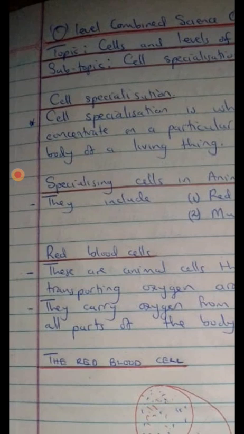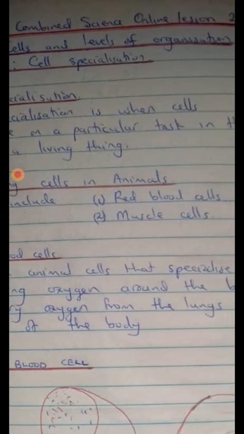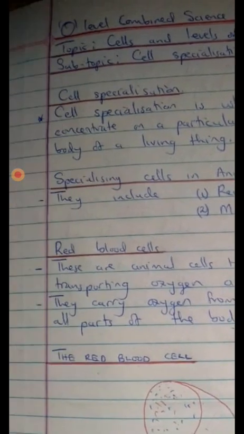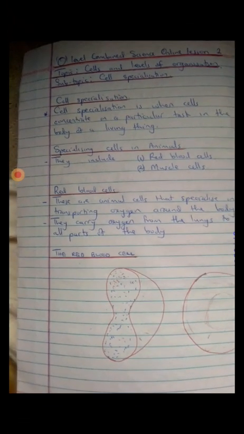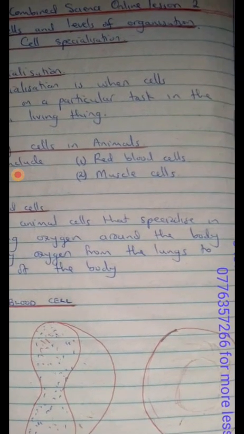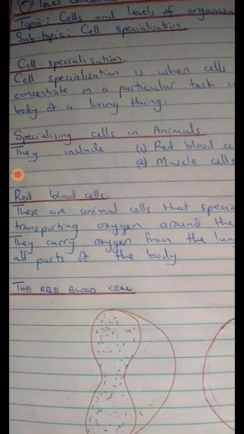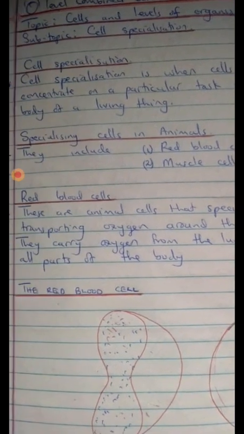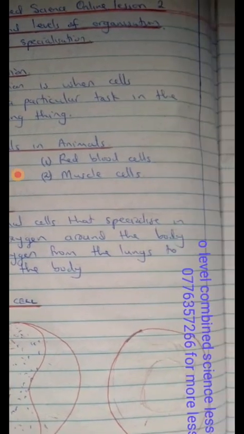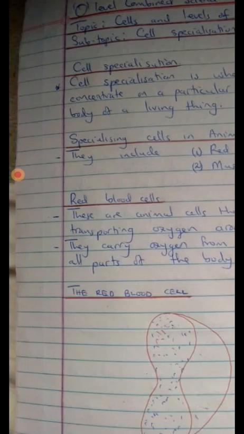And what do we call cell specialization? Cell specialization is when cells concentrate on a particular task in the body of a living thing. This is what you call cell specialization.